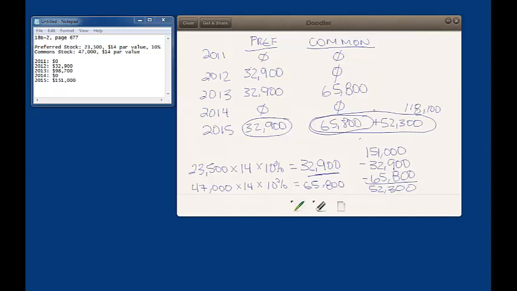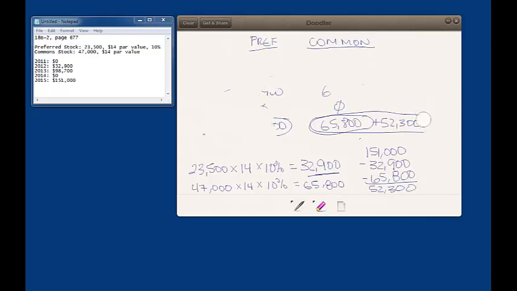Okay, so that's the first scenario. I don't want to get rid of some of these calculations, so I'm just going to erase some of this. Bear with me here.